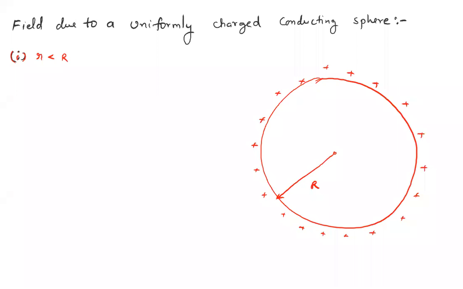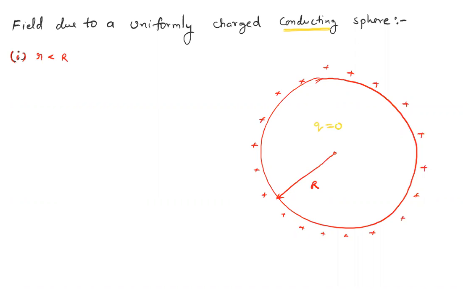Now, the next application of Gauss law: how to calculate the electric field due to a uniformly charged conducting sphere. Whenever the word conducting comes, it means the charge inside the region is 0. Only charge resides on the outer surface of the conductor.